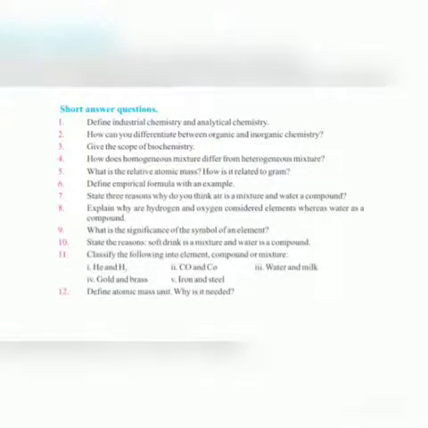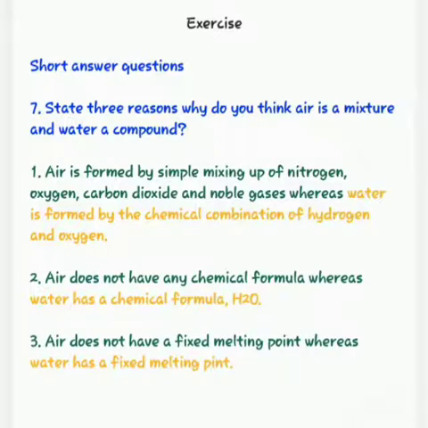Question number 7 is: state 3 reasons why you think air is a mixture and water a compound. As we have done the difference between compound and a mixture, on those differences we can differentiate between water and air. So the first difference between air and water is that air is formed by simple mixing up of nitrogen, oxygen, carbon dioxide and noble gases, as air is a mixture of different gases, whereas water is formed by the chemical combination of hydrogen and oxygen. So on this basis we can say that air is a mixture while water is a compound.